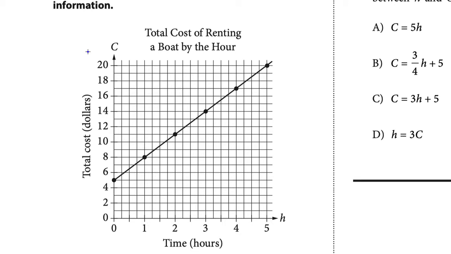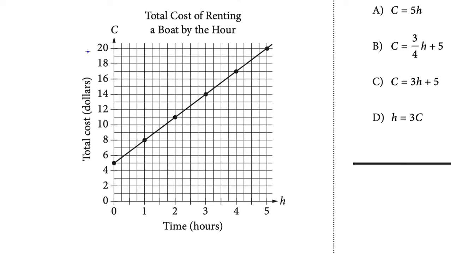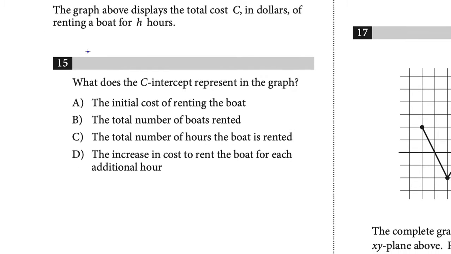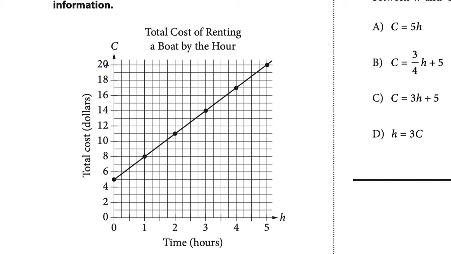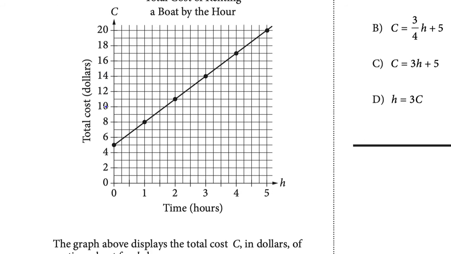All right, your 10 seconds is up. Let's go ahead and read number 15. What does the C intercept represent on the graph? Again, C is this vertical axis where the Y used to be. What does this 5 represent here?